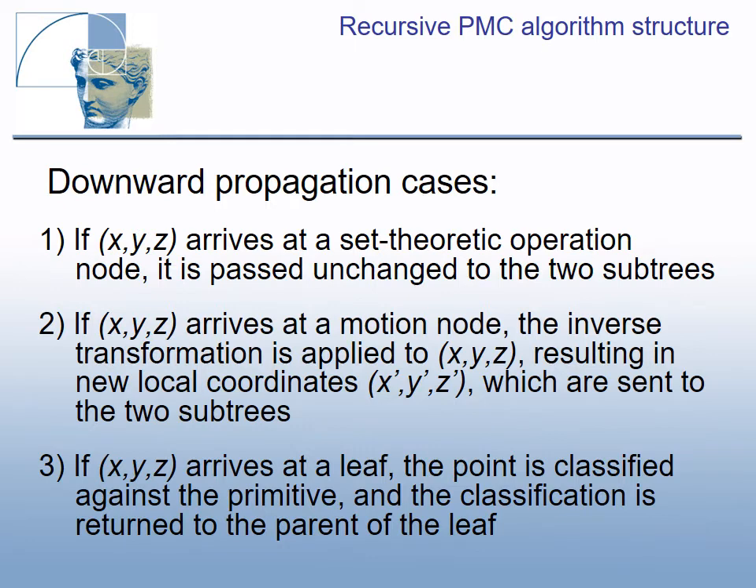This point is classified against the primitive. There are several cases for the downward propagation procedure. If the point xyz arrives at a set-theoretic operation node, it is passed unchanged to the two subtrees. If the point arrives at a motion node with a linear transformation, the inverse transformation is applied to coordinates x, y, z, resulting in new local coordinates x prime, y prime, z prime, which are passed to the two subtrees. If the point arrives at a leaf, the point is classified against the primitive, and the classification is returned to the parent of the leaf.